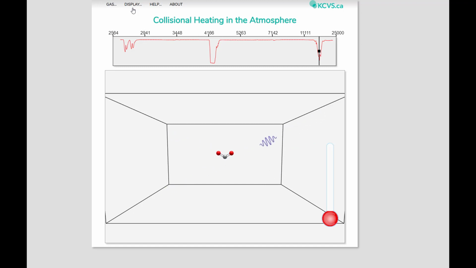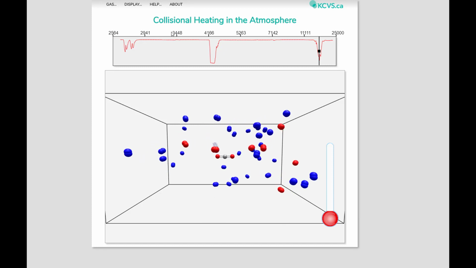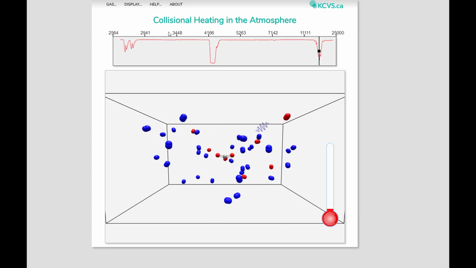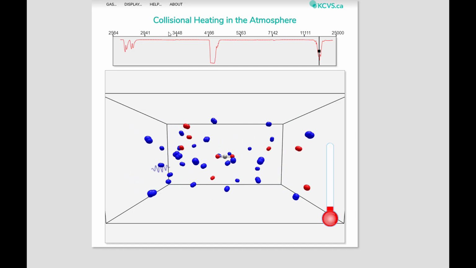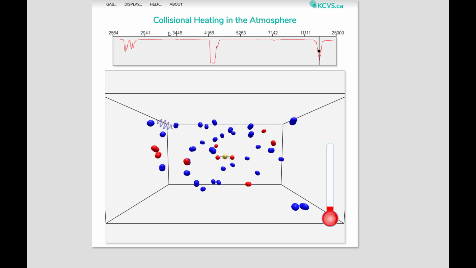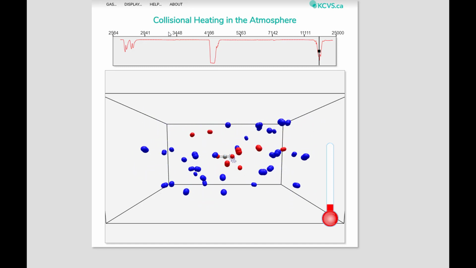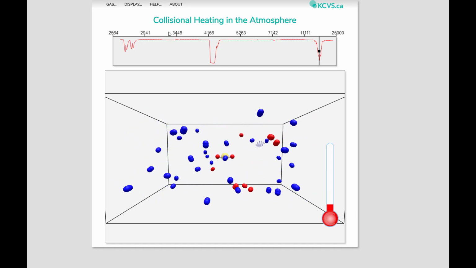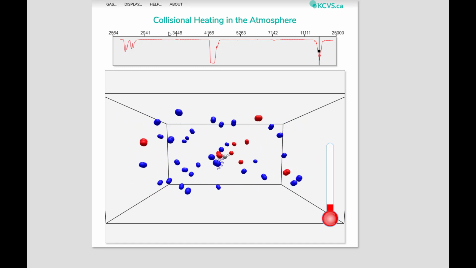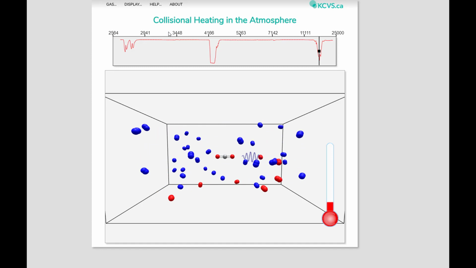Now, the other thing that it can do is heat the atmosphere, and this visualization allows us to add the atmosphere. So we'll turn the atmosphere on. Now you can see the blue molecules are nitrogen. It's about 80% nitrogen, N2, and the red ones are oxygen, O2. And what's happening is it's cooling not by emitting a photon, but by colliding with molecules in the air. And when it collides with those, it heats them.